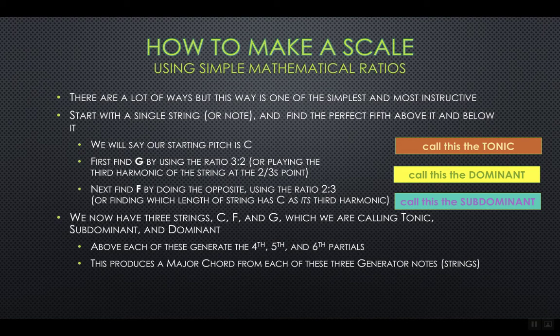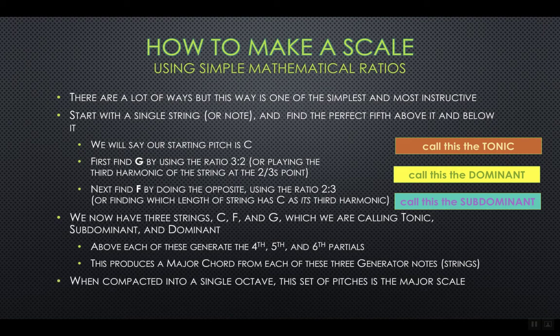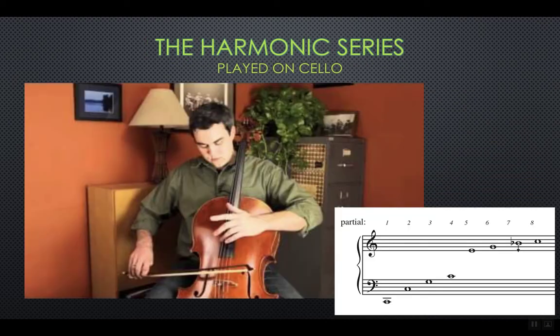And what that's going to do is produce a major chord on each of these basic generator notes, these strings. So from C, we're going to get CEG, from F, we're going to get FAC, and from G, we're going to get GBD. And what's super cool is that when you compact this all into a single octave, that set of pitches is just what we call the major scale. So let's take a look in more depth.